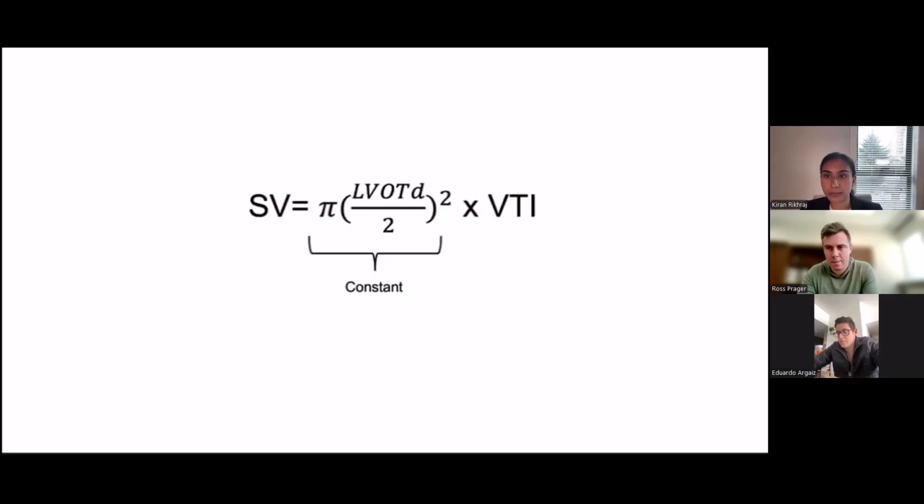Therefore, a change in a patient's stroke volume is really going to be due to a change in their VTI. So if you have a healthy patient who had normal physiology, was not in shock, and now they've developed shock, they've had a change in their stroke volume, that can only be caused by a change in their VTI. And so really, in my mind, when I'm measuring the VTI, I use it as a surrogate for stroke volume.